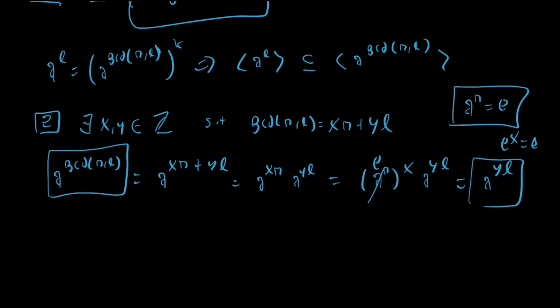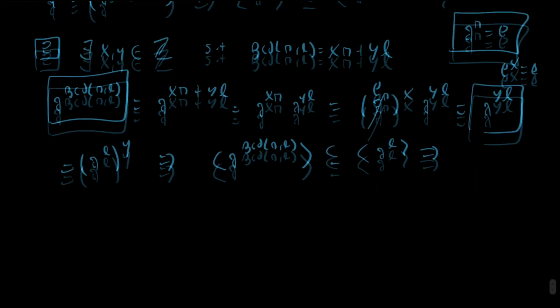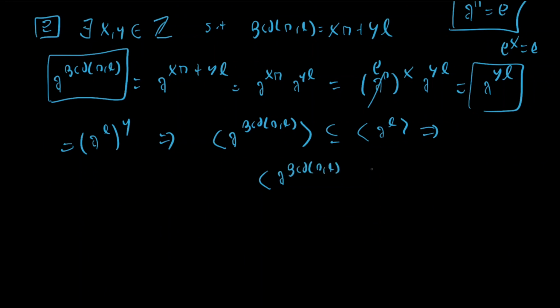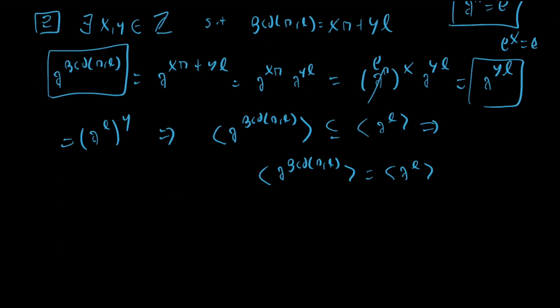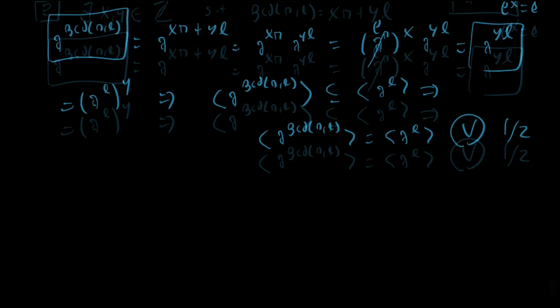We have that we can write the A to the GCD of n and L as a power of A to the L, in particular as A to the L to the y. So all the powers of A to the GCD of n and L will also be powers of A to the L. In other words, the cyclic subgroup generated by A to the GCD of n and L is contained in the cyclic subgroup generated by A to the L. And so these two cyclic subgroups coincide because we have proven both the inclusions. So we have proven one of two facts about this theorem.